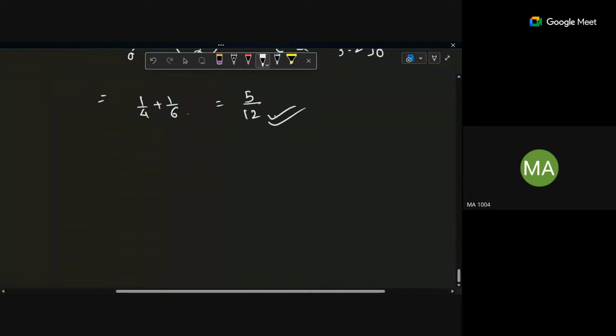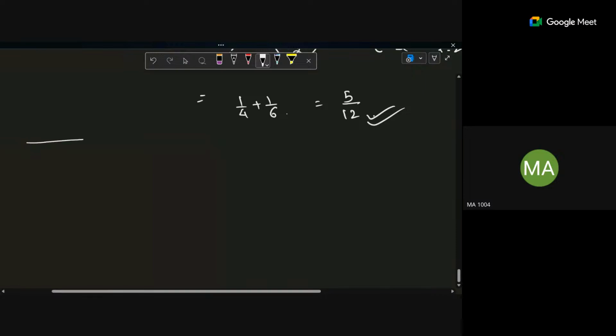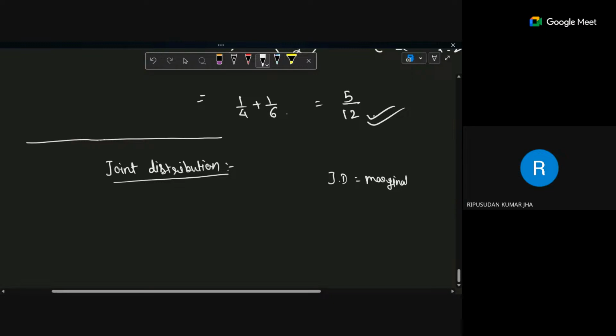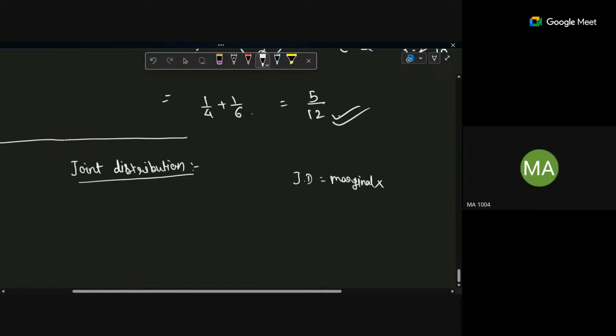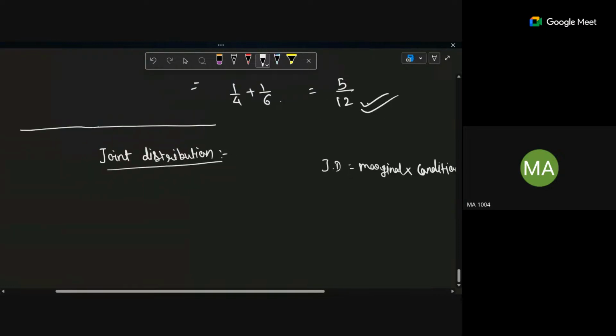So what do you mean when we say joint distribution? Is it the same as in the case of discrete variables we discussed before? Yeah, more or less. Joint is equal to marginal into conditional. Yeah, that was the generalized formula for it.